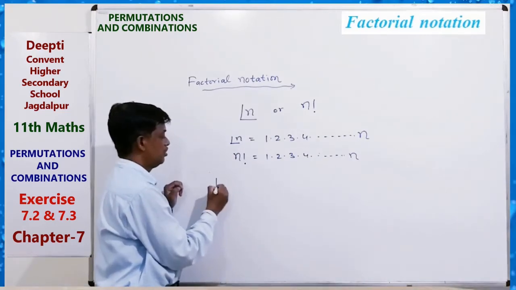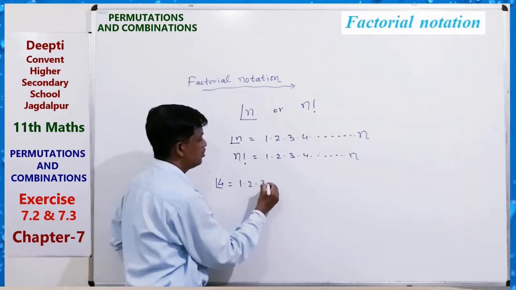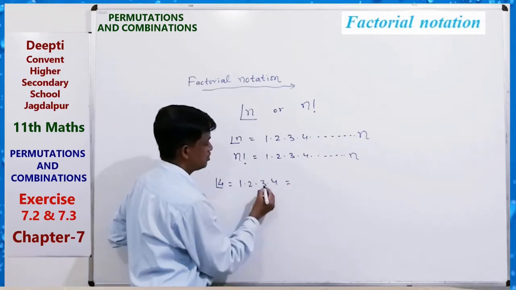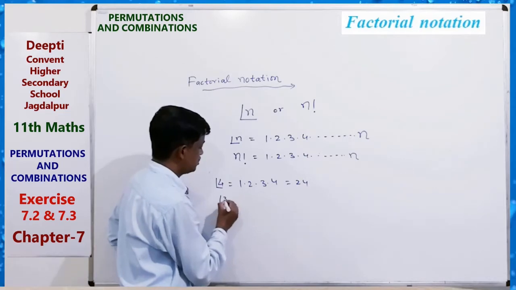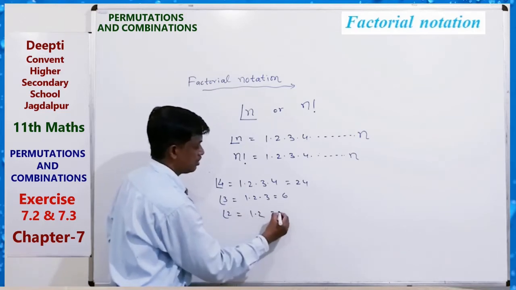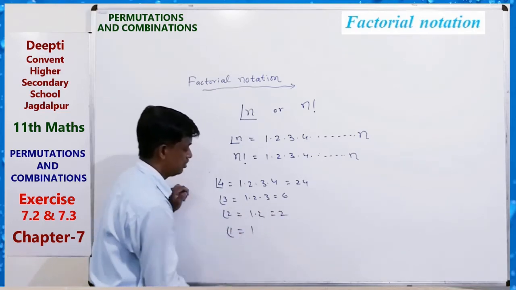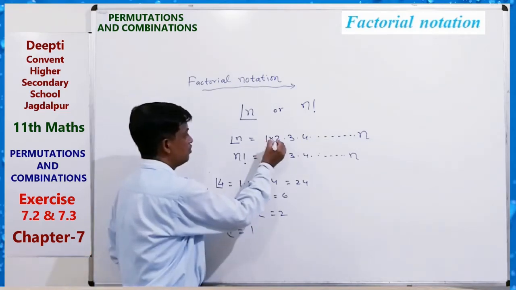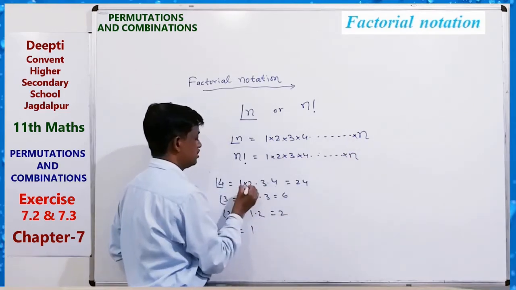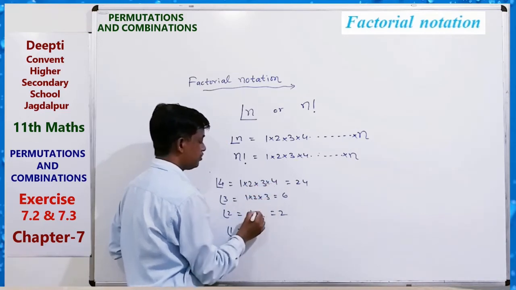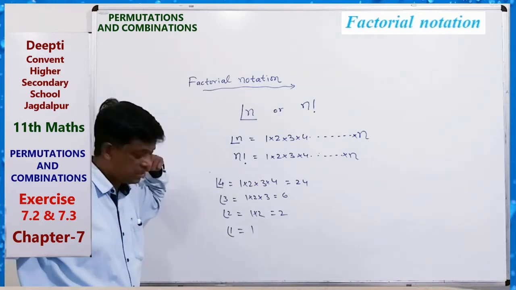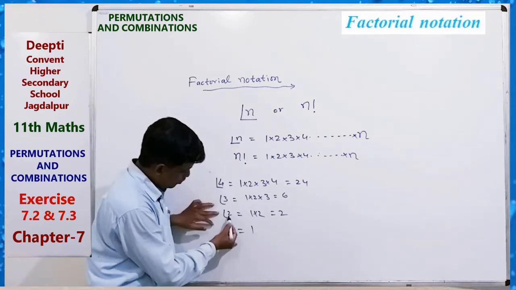For example, factorial 4 equals what? 1 into 2 into 3 into 4. Here into means multiplication. 1 into 2 is 2, 2 into 3 is 6, 6 into 4 is 24. So factorial 3 means 1 into 2 into 3, which is 6. Factorial 2 means 1 into 2, which is 2. Factorial 1 is equal to 1. These are all multiplications. Clear? This is the factorial notation. So here we can see that factorial 2 equals 1 into 2.